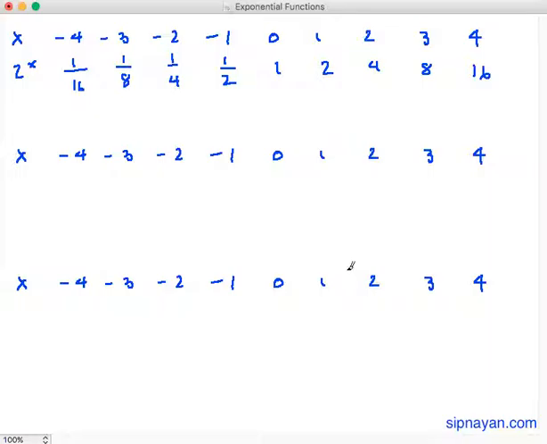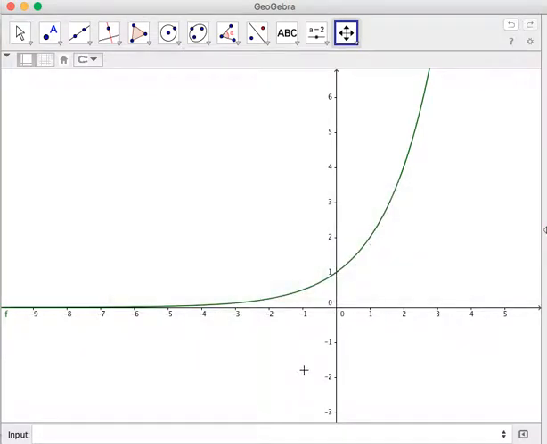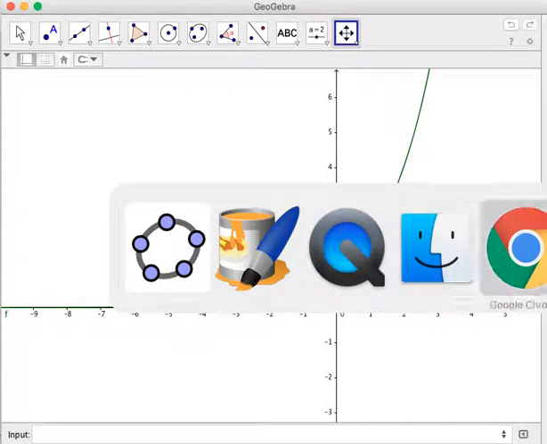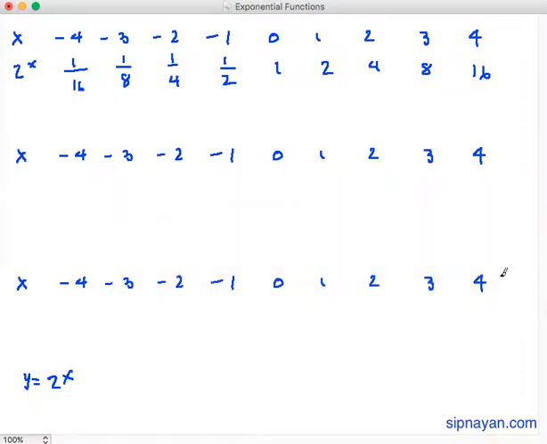And from the previous video, ginraph natin yung function na y equals 2 raised to x. Just a review, ito yung kanyang graph. So this is the graph of the exponential function y equals 2 raised to x. Now, ang gagawin natin is to examine the graph of another function which is 3 raised to x.